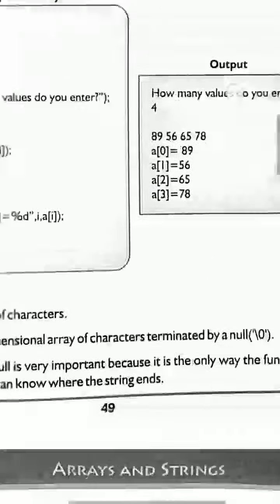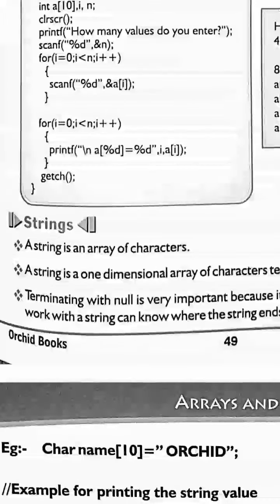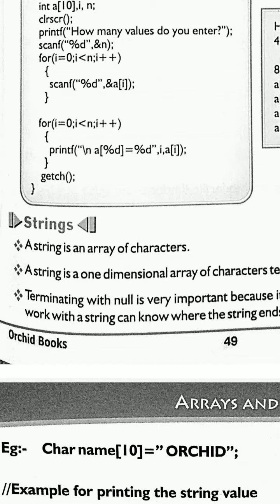So we'll go to the next part of the topic, strings. So a string is a collection of letters. In C, letters mean characters. Each letter is known as a character in C language. So a string is an array of characters.